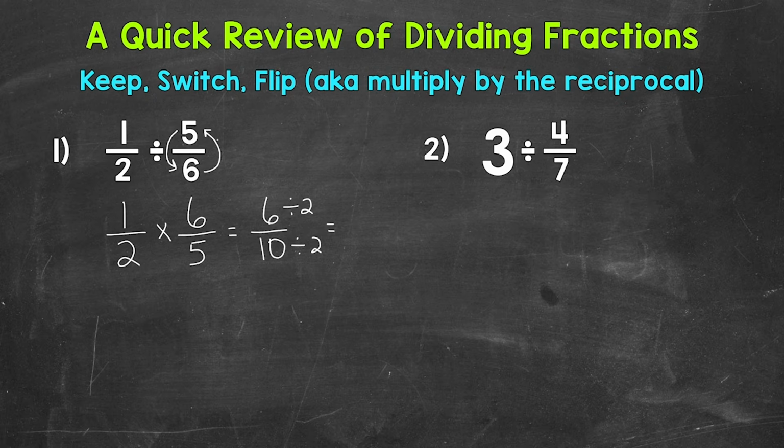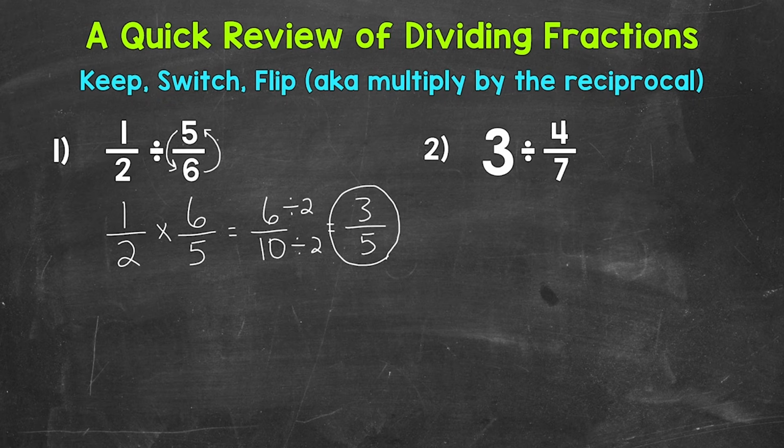6 divided by 2 is 3. 10 divided by 2 is 5. So our final simplified answer is 3/5. So again, keep, switch, flip. Then we can multiply straight across and then look to simplify if necessary. Let's move on to number 2, where we have 3 divided by 4/7. So keep, switch, flip.